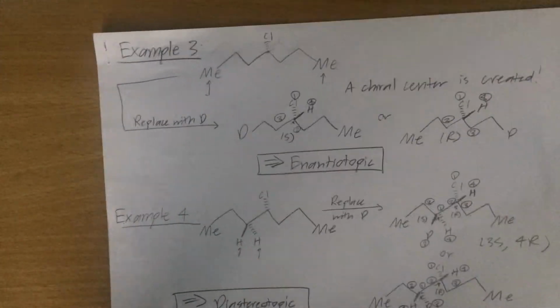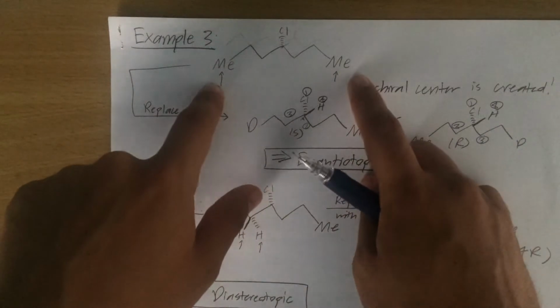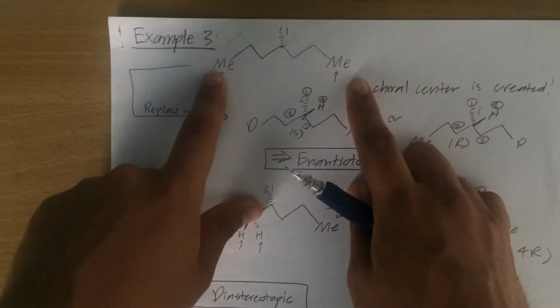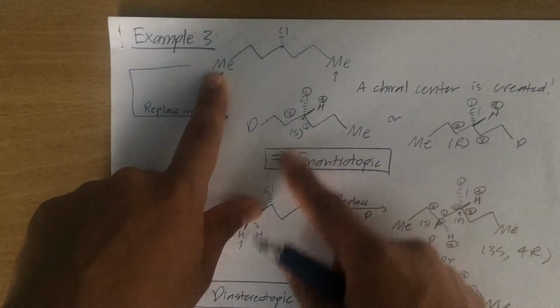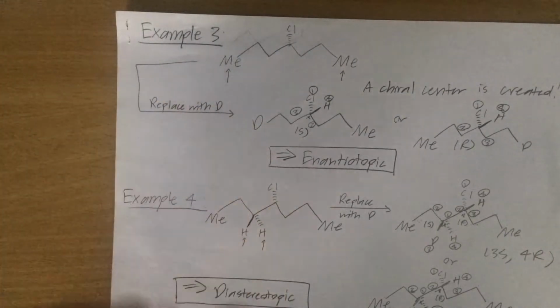All right. Now, example number 3. Now we're not going to be looking at hydrogen atoms. We're going to be looking at methyl groups. Are these homotopic, enantiotopic, or diastereotopic? We're going to justify their enantiotopicity using the substitution test.